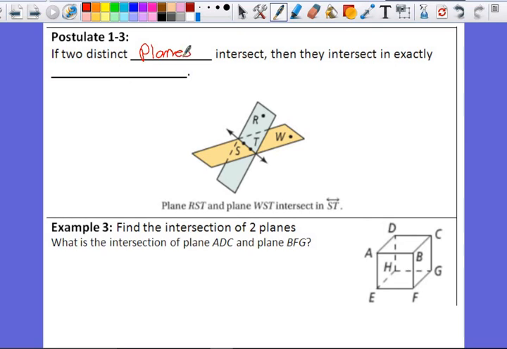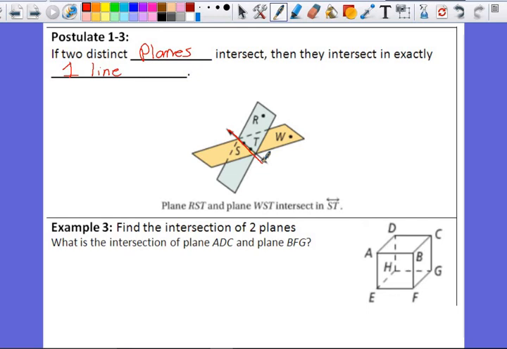All right? If two distinct planes intersect, then they intersect in exactly one line. Now, if they intersect at one line, that means there's infinitely many points, but we consider that one line. So in this case, you see two planes. They're actually intersecting at this line right here, which would be called line ST.